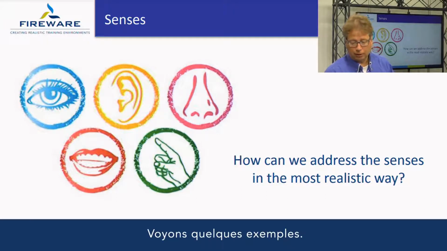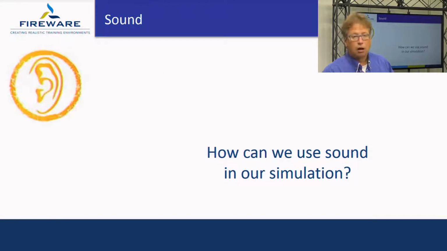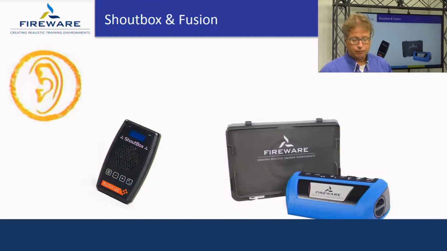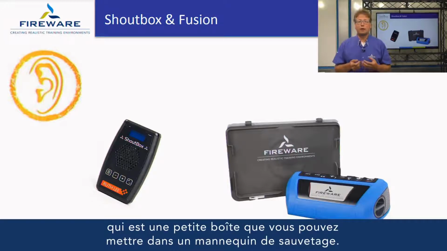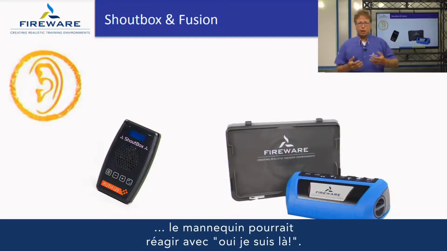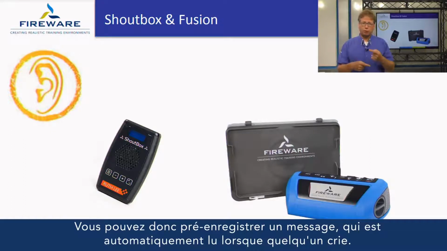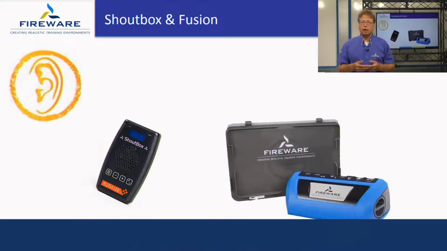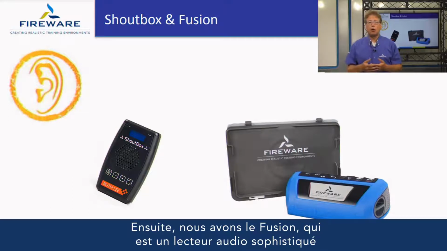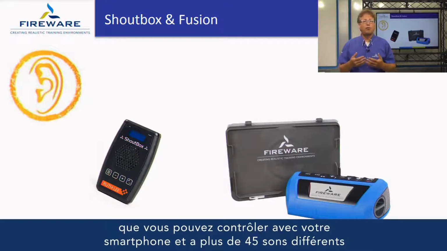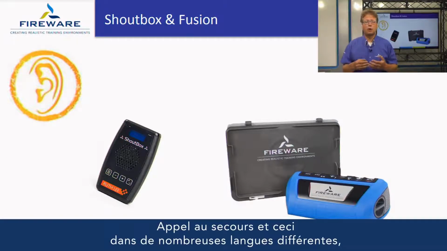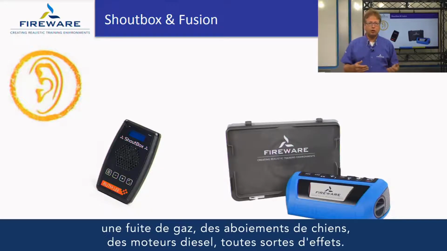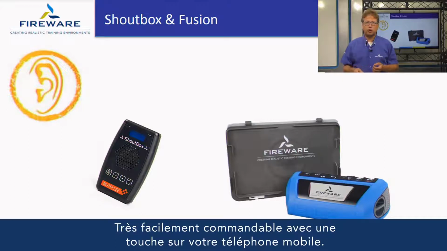Let us have a look at some examples. Sound. How can we use sound in our simulations? We have several products for that. So we have a Shoutbox, which is a small box that you can put into a rescue mannequin. And if you say, is there someone? The mannequin reacts with, yes, I'm here. So you can pre-record a message which automatically plays when someone is shouting. Then we have the Fusion, which is a sophisticated audio player which you can control with your smartphone and has over 36 different sounds you can use in an exercise. Not only fire sounds or collapsing buildings, but also shouting for help in many, many different languages, leakage, barking dogs, diesel engines, all kinds of equipment, very easily accessible with a touch on your mobile phone.